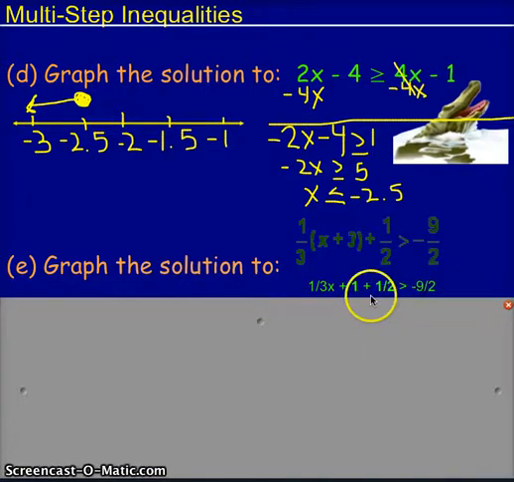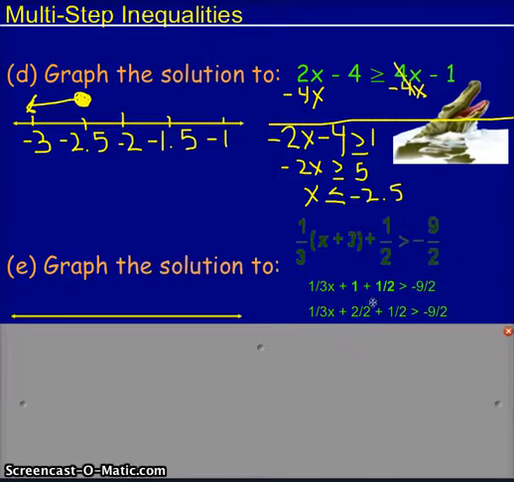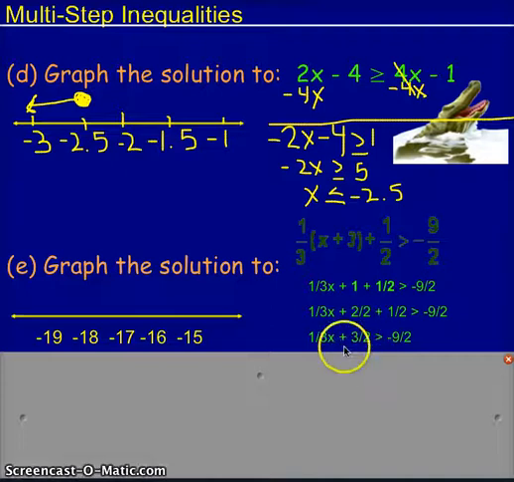Well, now we have to combine like terms. 1 plus 1/2. I use common denominators, so I rewrote 1 with the denominator of 2. So that would be 2 over 2. 2 over 2 is the same thing as 1. I just multiplied numerator and denominator by 2. So 1/3 x plus 2 over 2 plus 1/2 is greater than negative 9/2. So now I can add my 2 over 2 plus 1 over 2, giving me 3 over 2. 1/3 x plus 3 over 2 is greater than negative 9/2.